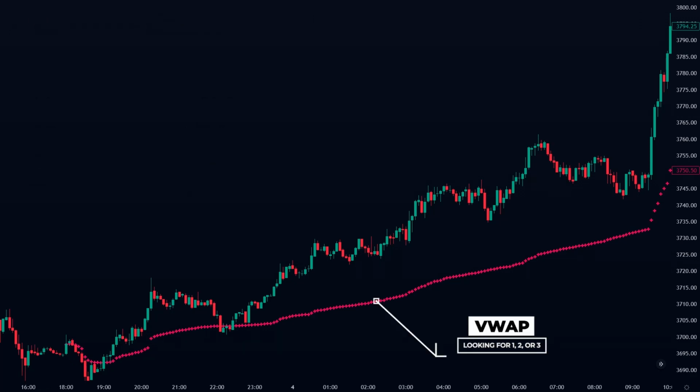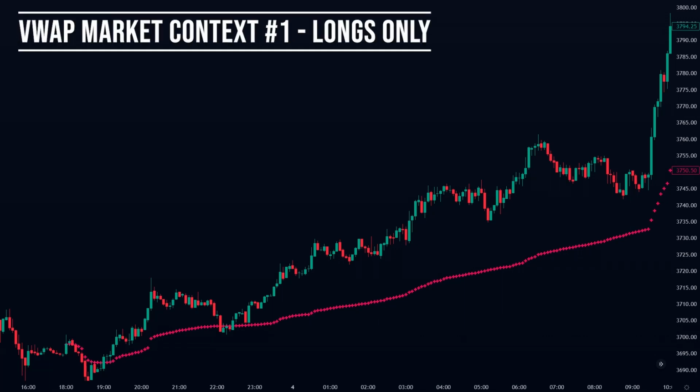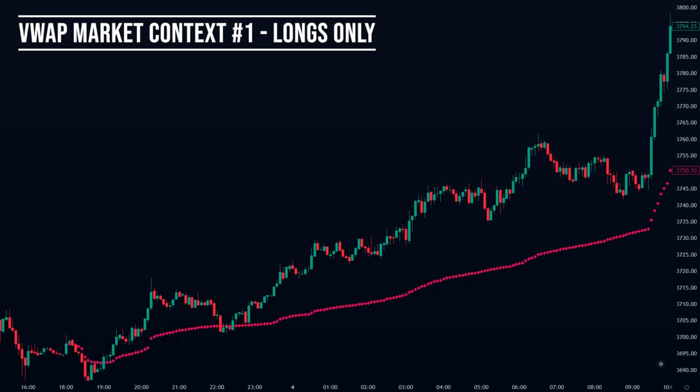The red line is the VWAP, so now we're just looking for 1, 2, or 3 to help us determine the simple market context. It's clear in this instance that almost all the candlesticks are above the VWAP, so we'll consider it market context 1. Using what we previously learned about trend lines, we can see that we can draw one here.